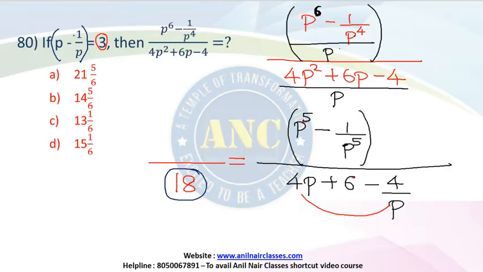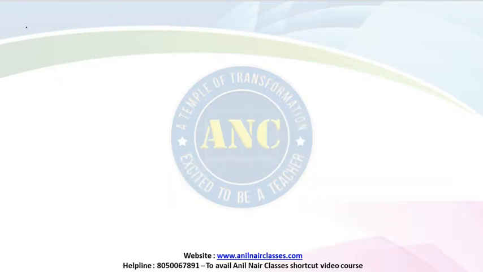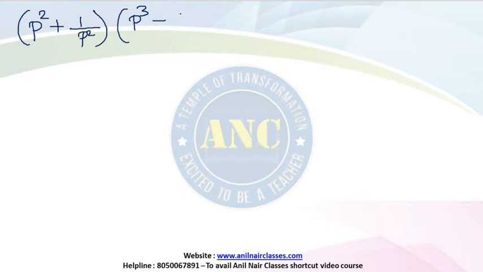Because I have minus in between, I can also find p cube minus 1 by p cube. That means I can find the p square plus 1 by p square value and the p cube minus 1 by p cube value also. Sir, why are you putting minus here? Because the question is giving you the value of p minus 1 by p. That is the reason for the minus.